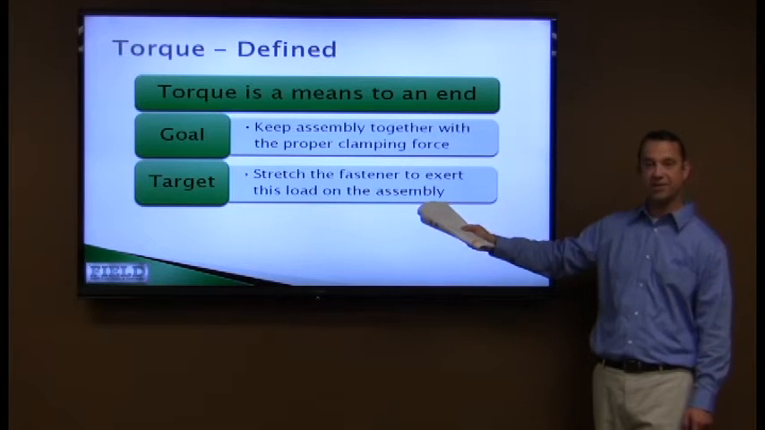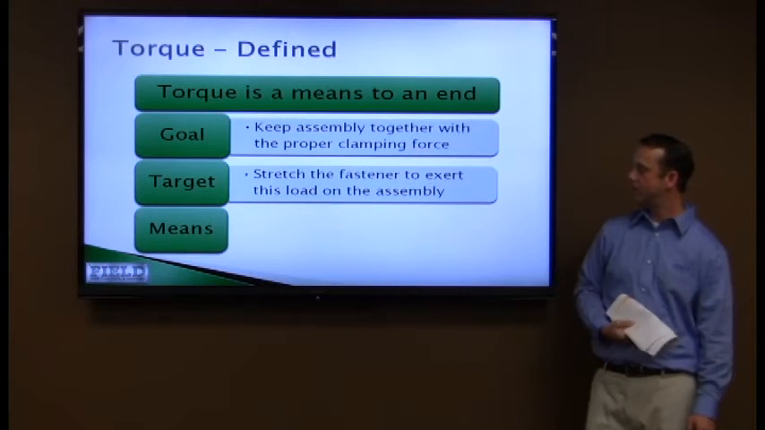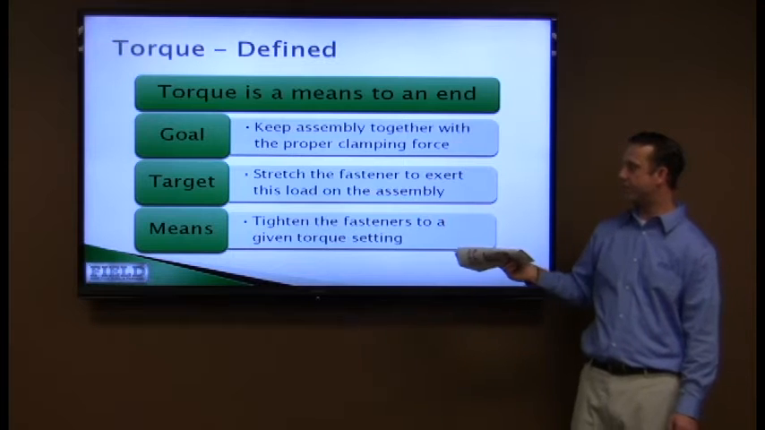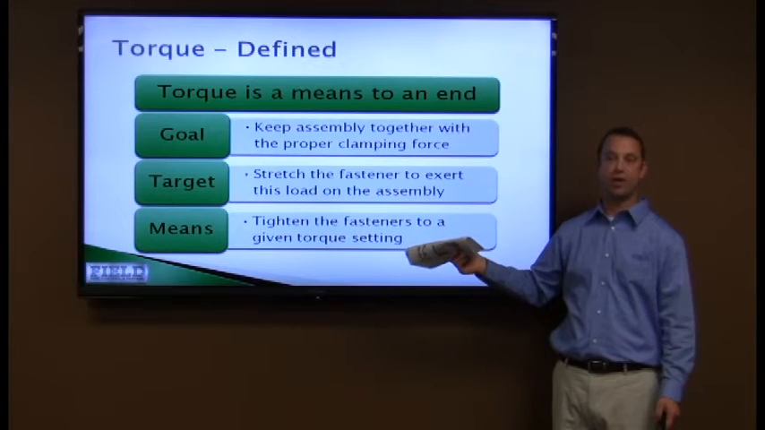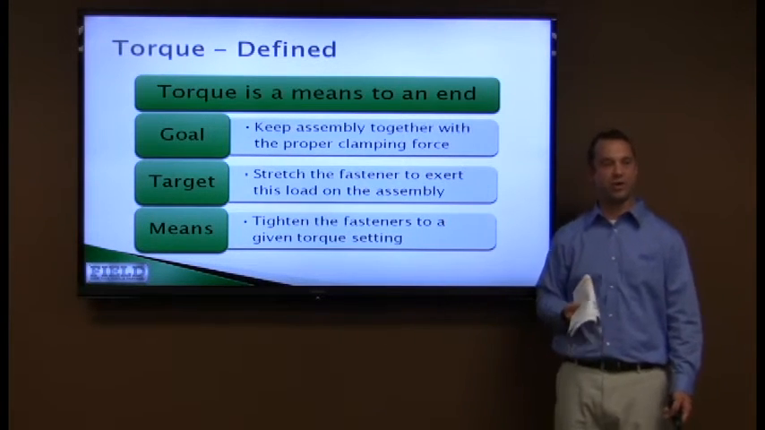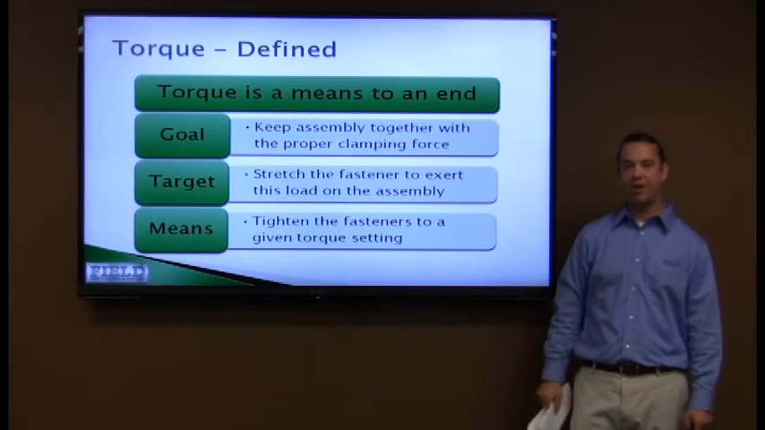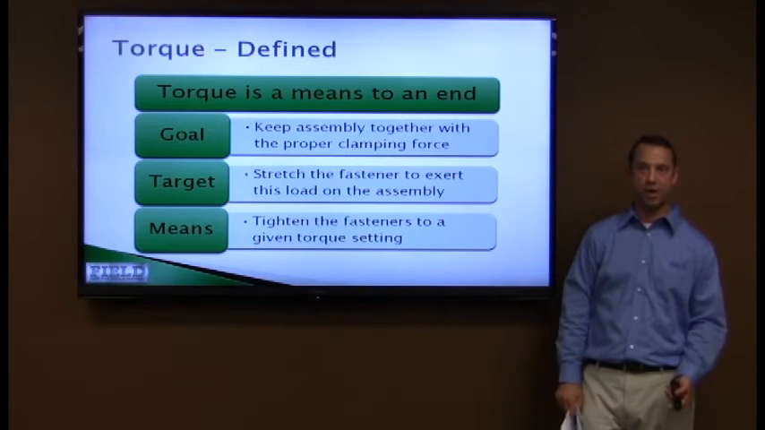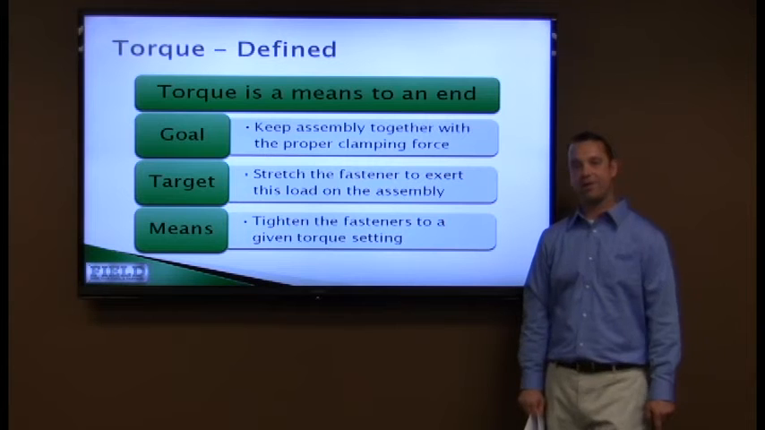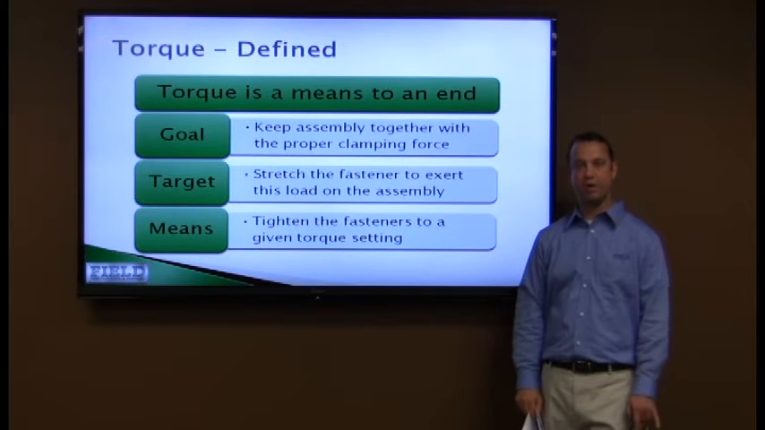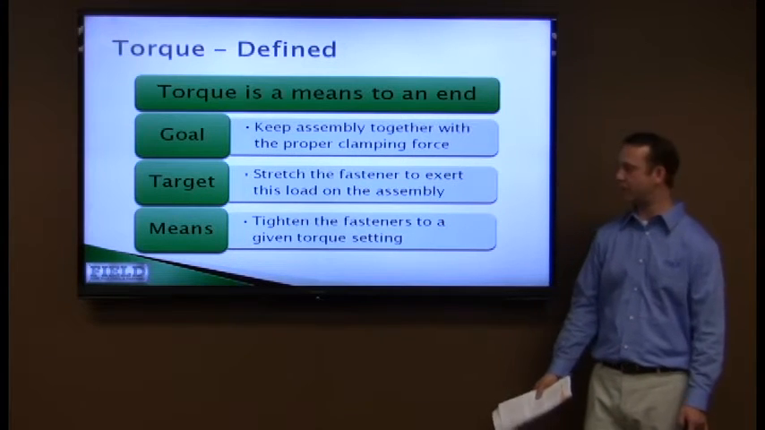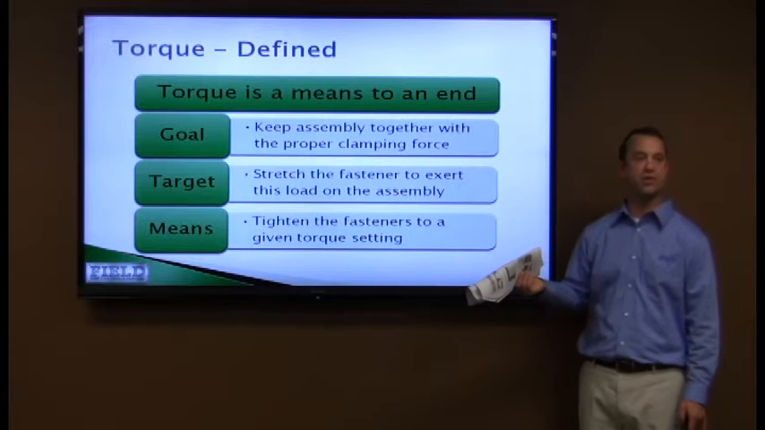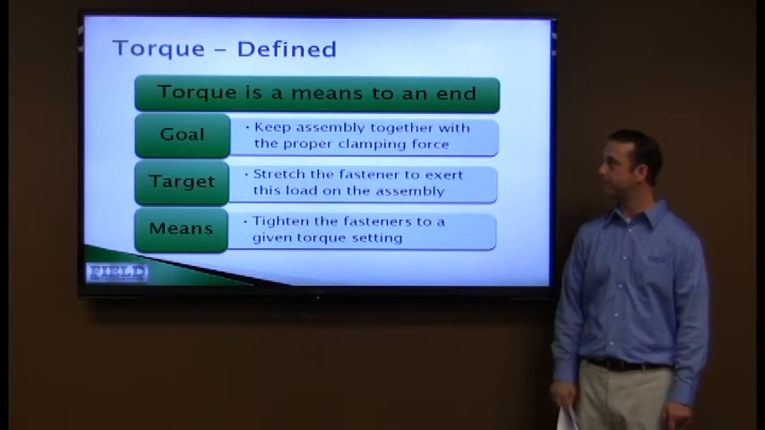Again, we stretch the fastener. That's the way we obtain this goal. And the means to stretch the fastener is through torque. That's our general, easiest, most common way to stretch a fastener. There are other methods, like hydraulic tightening, and other less common methods of stretching a fastener, but for most industrial applications, torque is the simplest and most cost-effective way to accomplish that.